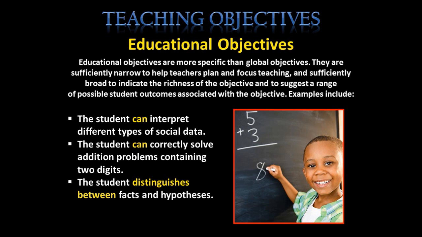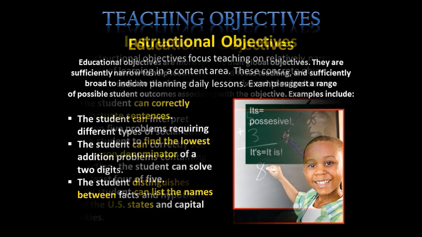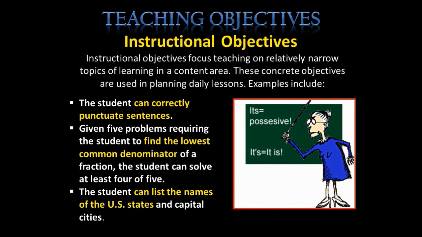Examples include: the student can interpret different types of social data. The student can correctly solve addition problems containing 2 digits. The student distinguishes between facts and hypotheses. The third type of teaching objective is instructional objectives. Instructional objectives focus teaching on relatively narrow topics of learning in a content area. These concrete objectives are used in planning daily lessons.